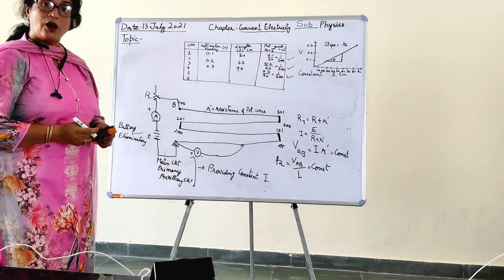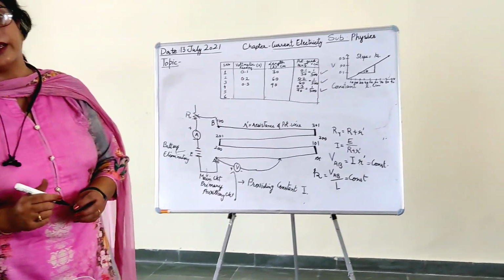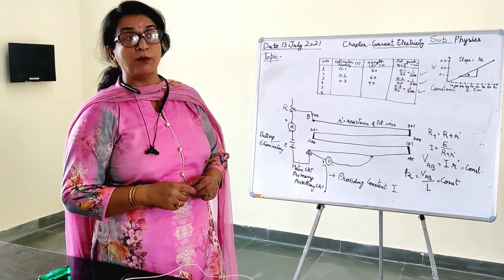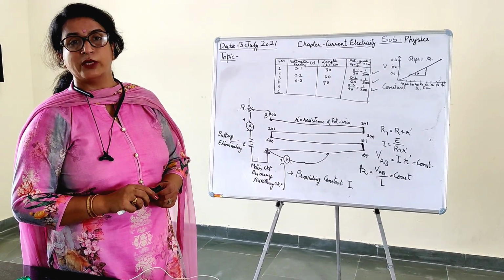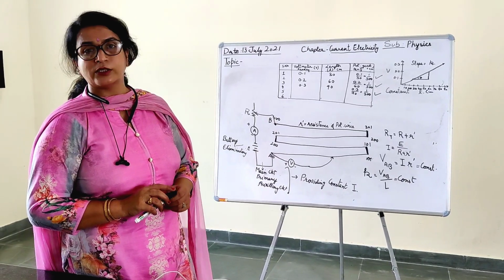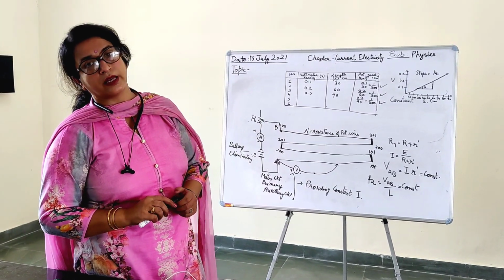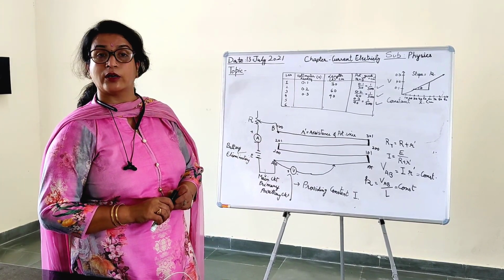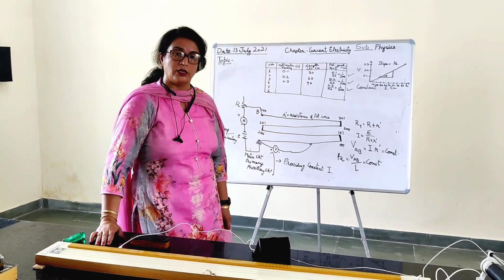So this is how you can find the potential gradient, and it is very important because for all applications of the potentiometer the current should be kept constant, and when current is constant, potential difference is always directly proportional to length. For today's lecture we have discussed only this potential gradient.